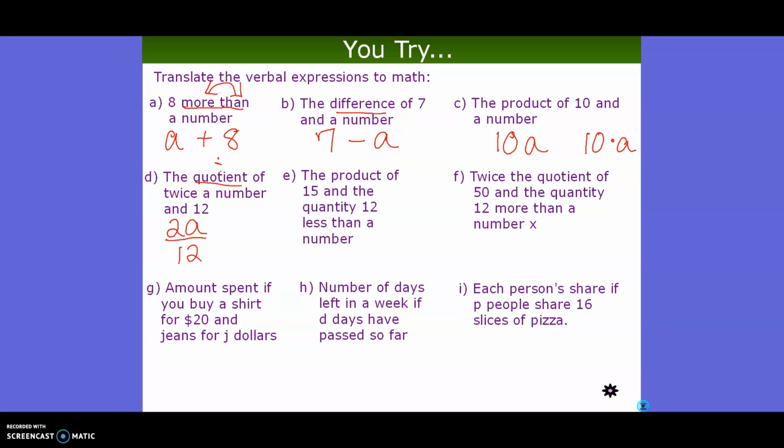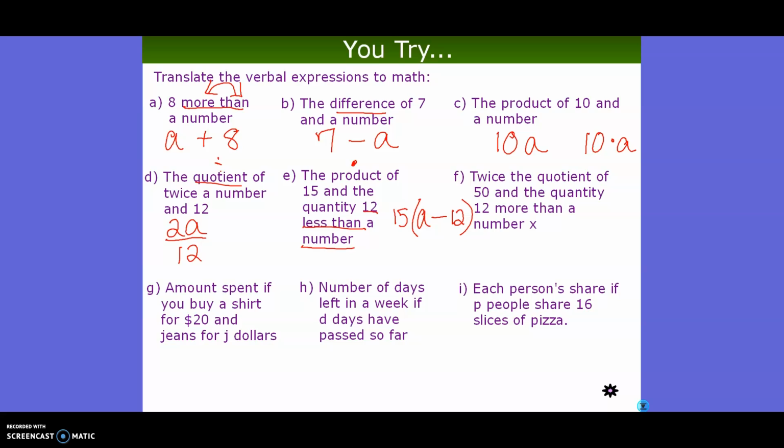Letter E, the product of 15 and the quantity 12 less than a number. So we've got the product, which means to multiply 15. So I'm going to take 15 and I have to multiply it by the quantity. So I know I need some parentheses of 12 less than a number. Less than is subtraction. It also means to switch. So I'm going to have my number first and my 12 at the end.